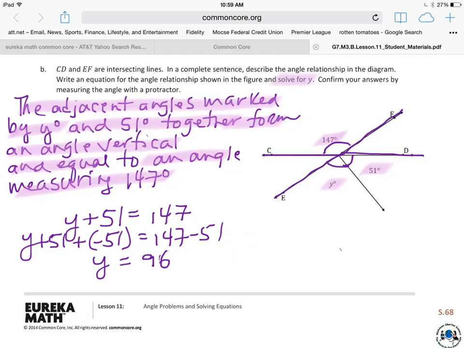Again, you can do this in your head really quickly. But if you do it algebraically, y plus 51 equals 147. Get rid of the 51, and y equals 96. So 96 degrees goes right there. And then we could figure this other angle out through algebra as well, or just in our heads. But we won't because we need to move on.